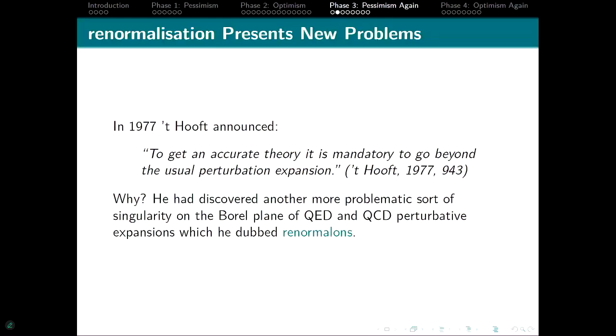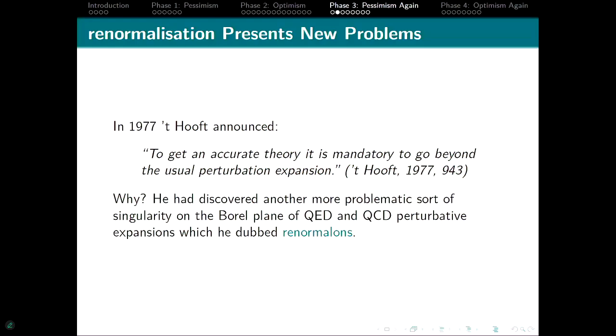So the paper I'm going to talk about here is this 1977 paper by 't Hooft. And this is kind of a quote that's supposed to illustrate this return to a pessimistic stance. So he says, to get an accurate theory, it's mandatory to go beyond the usual perturbation expansion. Why did he conclude that? Despite these more optimistic strands that had been developing in the years prior to that.